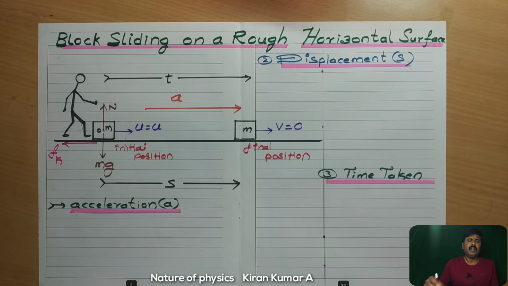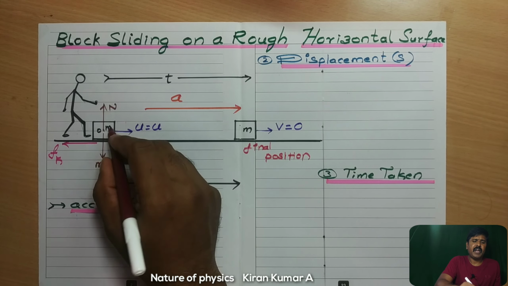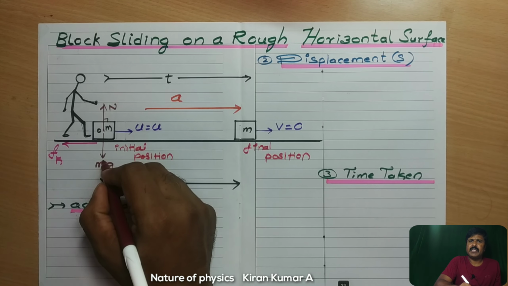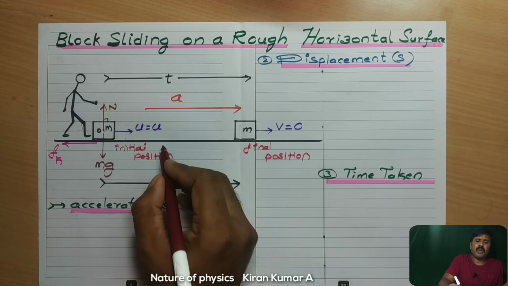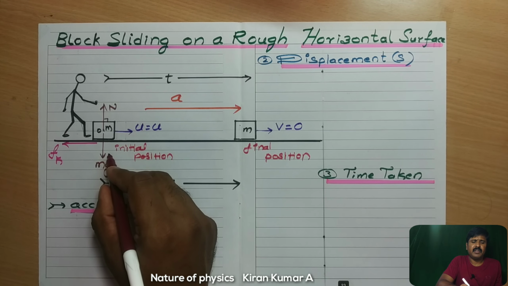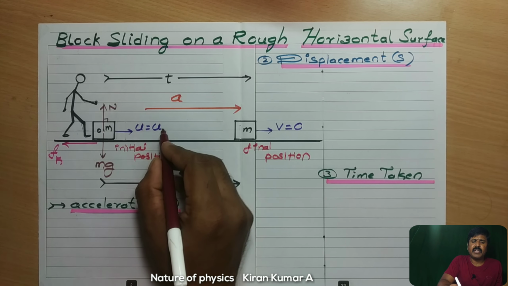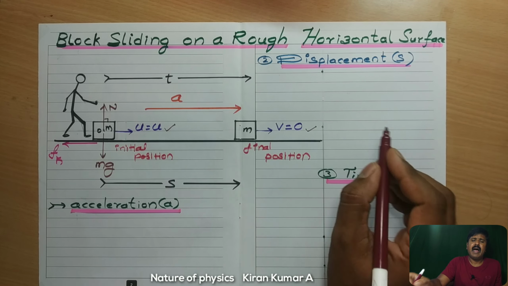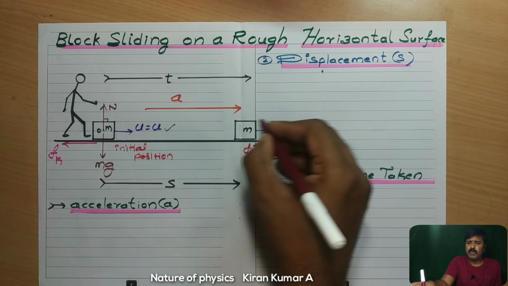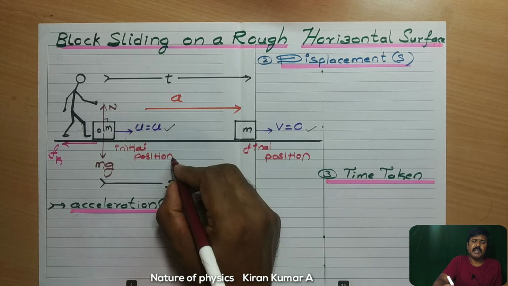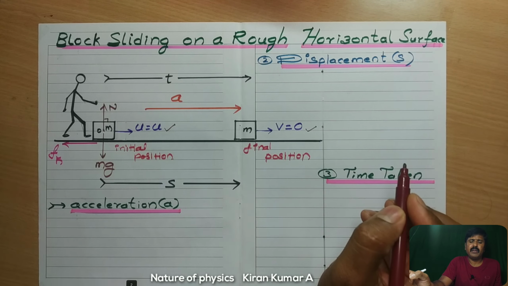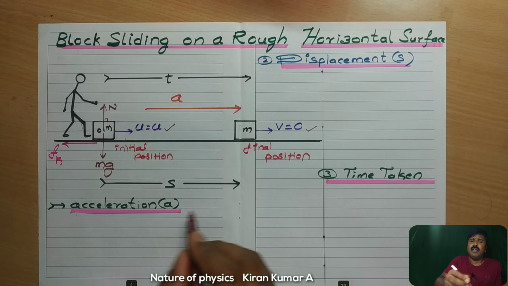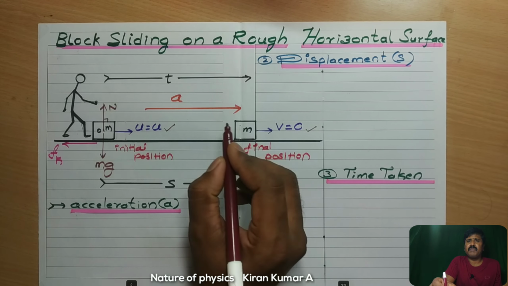See student, here a block of mass m is taken, and the normal reaction acts in the upward direction, perpendicular to the surface. Next, mg is the weight acting in the downward direction. A person is kicking the box, so the box has initial velocity u and final velocity equal to 0, and the time taken is t. The change in velocity gives the acceleration. This is the initial position, this is the final position, and the displacement between the initial and final position is s. There is a frictional force, which is kinetic friction because the block is in motion.